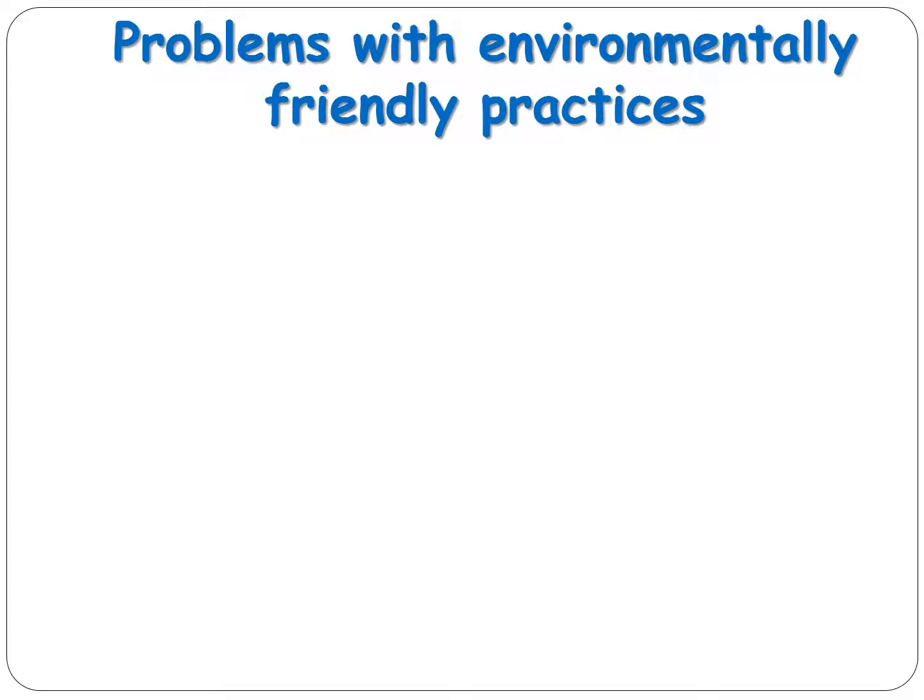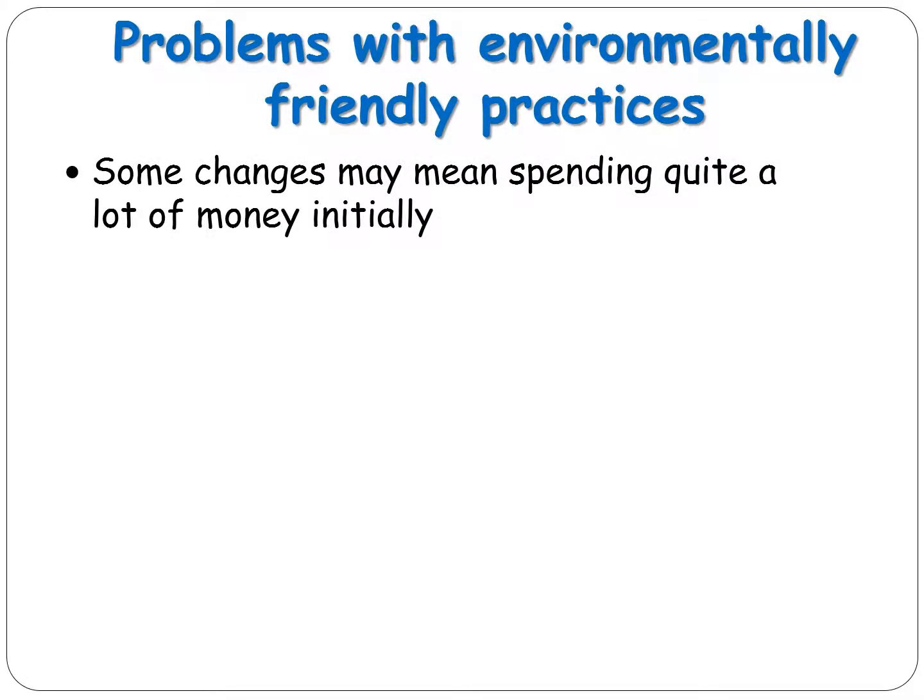So finally, we're going to have a look at problems with environmentally friendly practices. Some of the problems are that some changes may mean spending quite a lot of money initially. So replacing all your light bulbs with energy efficient light bulbs is an expensive process if you're going to have to replace 200 light bulbs. So some of these changes are quite expensive initially.